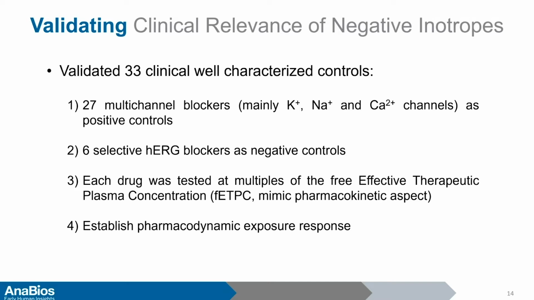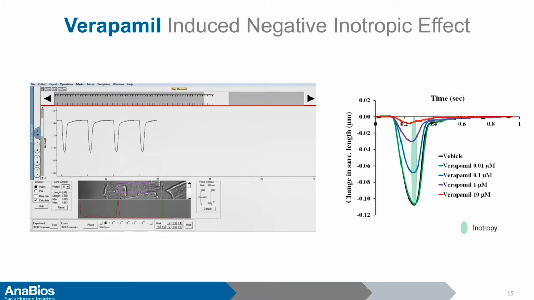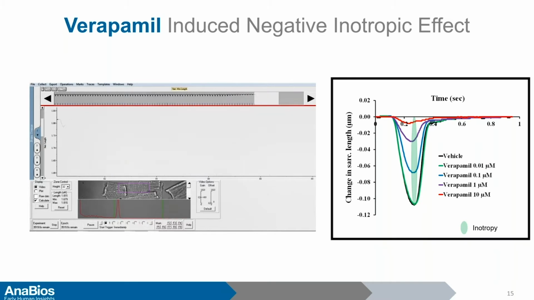As you know, hERG blockade does not depress myocardial contractility. Each drug was tested at multiples of the Cmax. This slide shows you an experiment with verapamil. As you know, verapamil is a calcium channel inhibitor, and it does induce a negative inotropic effect. In this video, you see that when we applied verapamil, it was able to inhibit sarcomere shortening. And here you can see that the negative inotropic effect of verapamil is concentration dependent.